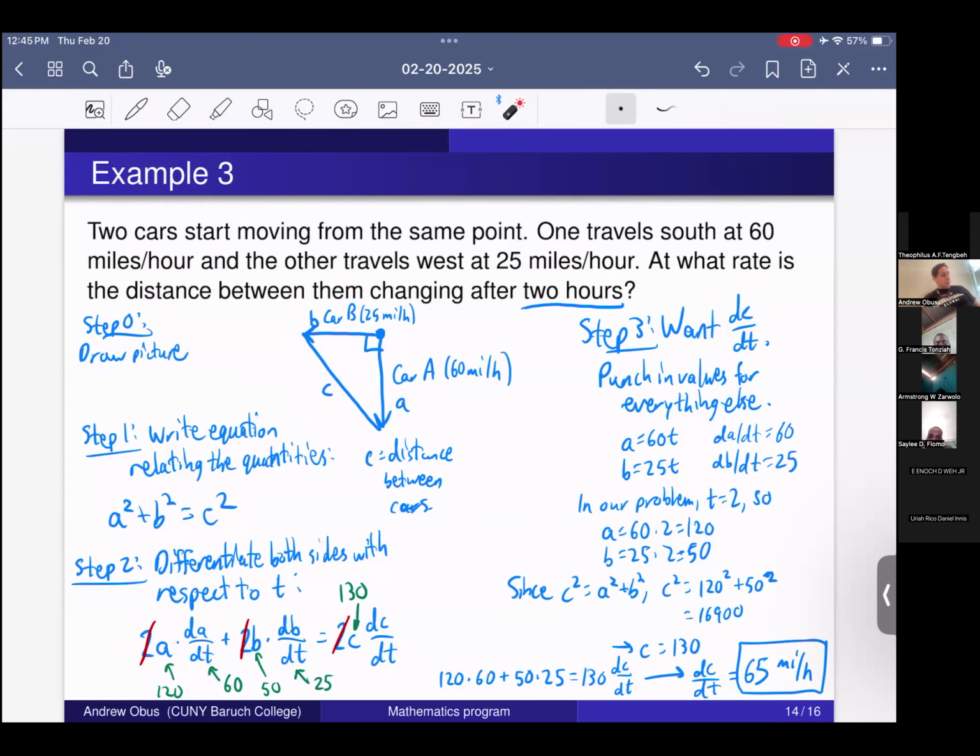for everything else? So in this case, by using the information in the problem, we could punch in A equals 120, dA dt equals 60, B equals 50, dB dt equals 25, C equals 130, had to use Pythagorean theorem for that, and then dc dt is the unknown. This is what the problem's asking for, what you're trying to solve for. But once you do that all, then you just solve for dc dt, and you end up that this over here is going to be equal to 8,450. And if you divide that by 130, you end up getting 65.